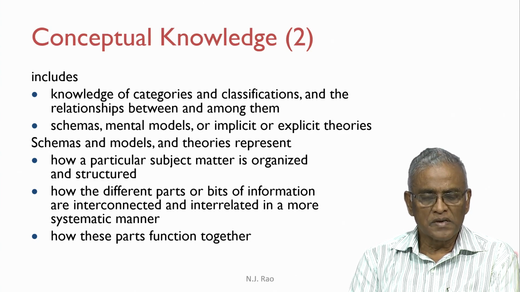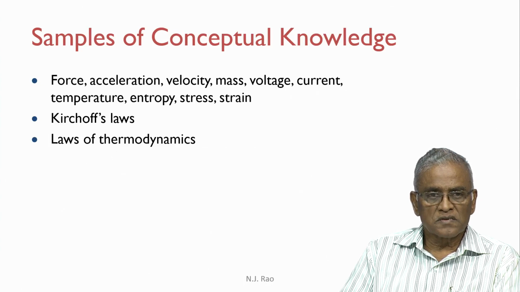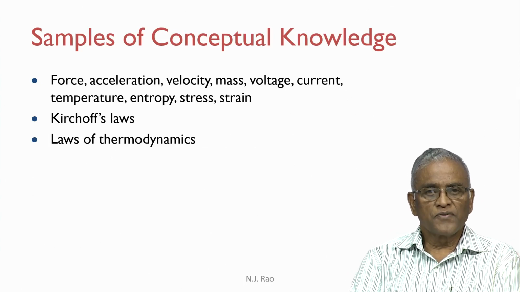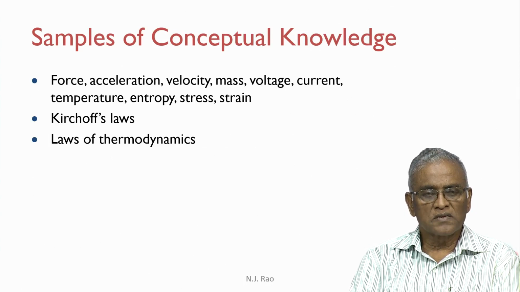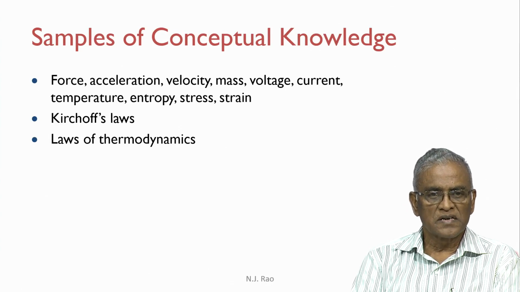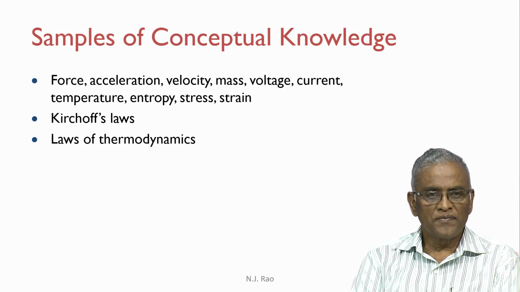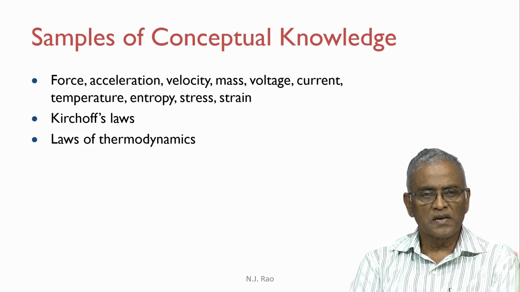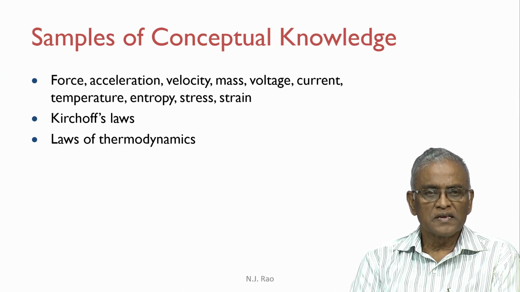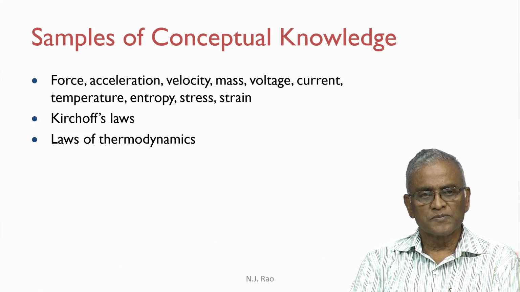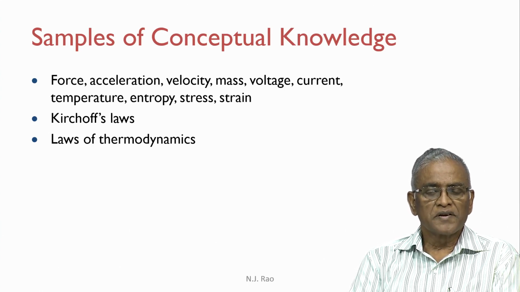The classical example is, let us look at this. For example, samples of conceptual knowledge: force, acceleration, velocity, mass, voltage, current, temperature, entropy, stress, strain. Each one of those words represents a concept. For example, F is force, mass is m, and acceleration is a. So if you call it F equal to ma, all the three are concepts, but I am creating a relationship among them, and that is also conceptual knowledge. Only thing we now call it a principle.